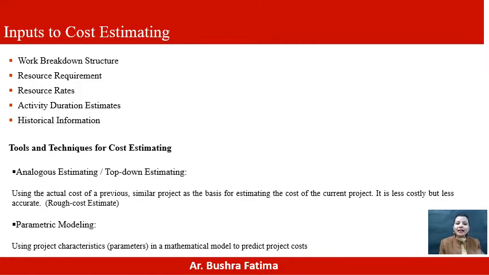So the tools and techniques of cost estimating are analogous estimating, that is top down estimating, using the actual cost of a previous similar project, as I said in an earlier slide also. In top down, a similar project is the basis for estimating the cost of the current project. It is less costly but less accurate. It is a rough cost estimate. In parametric modeling, project characteristics are used as parameters in a mathematical model to predict project cost.